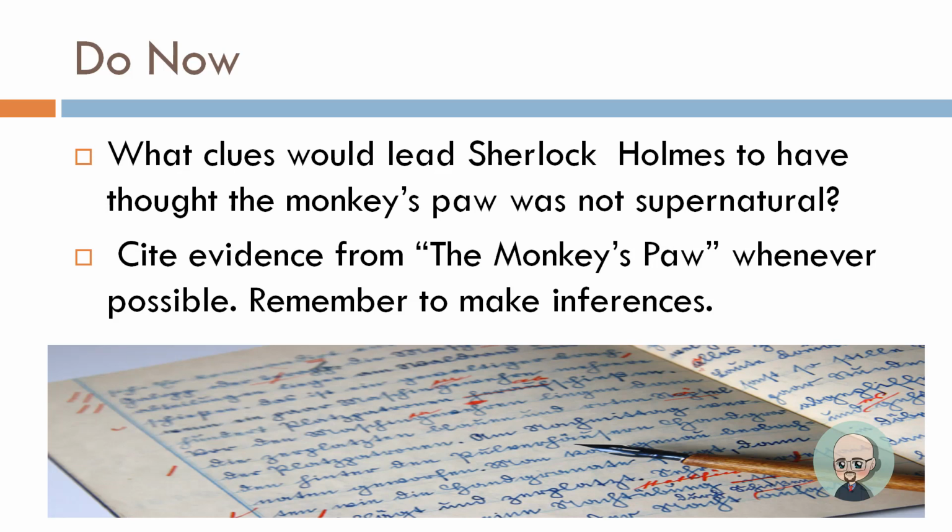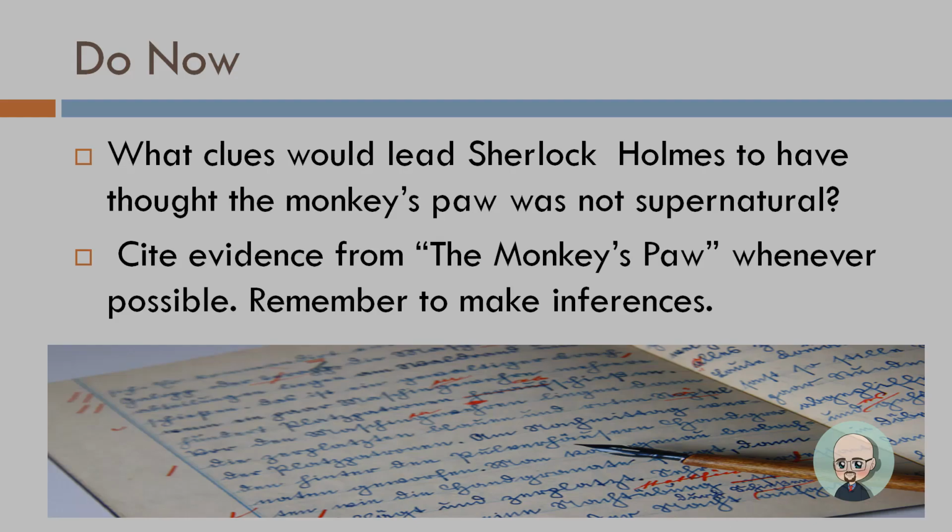So what clues would lead Sherlock Holmes to have thought the monkey's paw was not supernatural? Cite evidence from the monkey's paw whenever possible. Remember to make inferences. So what we're doing now is asking you to look at Sherlock Holmes and think, well, if he was in the other story, what would he think and why? What were some things that he might infer, would say, this isn't really supernatural? Okay, think about that a second. Look at the text. I'll give you a moment.